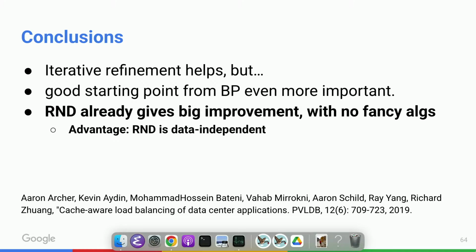Okay, conclusion: iterative refinement helps, but the good starting point is even more important, right? Balanced partitioning just by itself is already better than random with iterative refinement. Suppose that for whatever reason you can't run balanced partitioning, that's okay. Just use random. That already gives a big improvement. It's not as big as you could get with balanced partitioning, but it's pretty good. And one nice thing is that it's data independent. So if you have a data skew, it shouldn't hurt you.